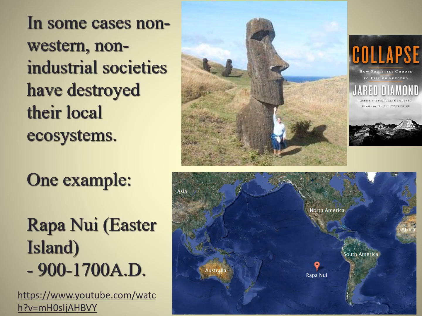In some cases, non-Western, non-industrial societies have completely destroyed their local environments. One example comes from Jared Diamond's book Collapse, in which he talks about various societies overshooting their resource base, degrading their environments, ultimately leading to the societies collapsing. And so the example I'll highlight for you comes from Rapa Nui, also called Easter Island. It's a small isolated island out in the Pacific. You can see it pictured on the map.